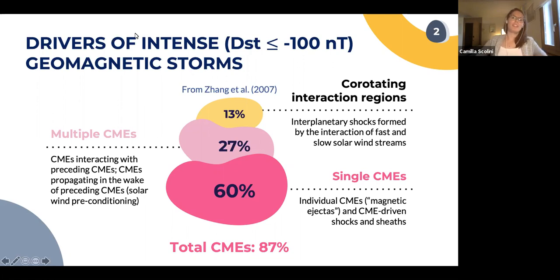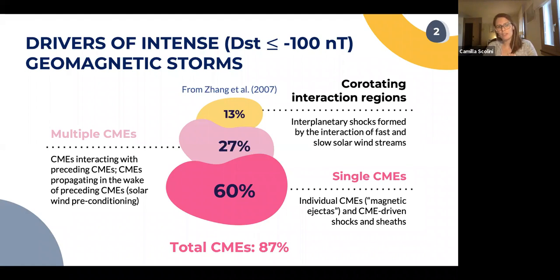Okay, so a bit of motivation. I think this slide well summarizes the starting point of this study. If you look at the main drivers of intense geomagnetic storms at Earth, previous studies clearly highlighted that coronal mass ejections are the main drivers of intense space weather disturbances to the geomagnetic field, triggering almost 90% of the main storms.